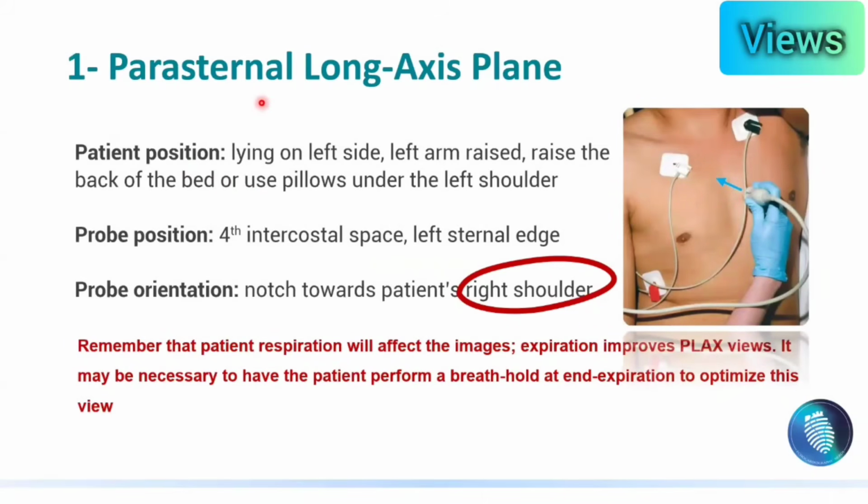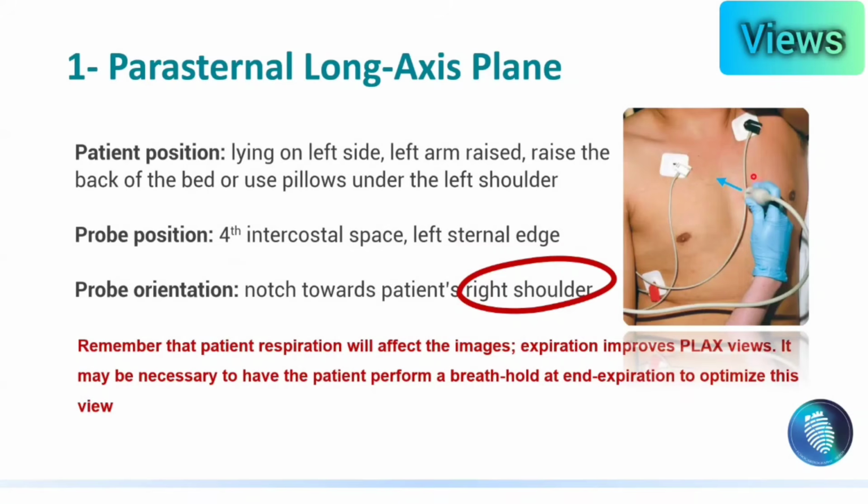The first view we'll get from the parasternal window is the parasternal long axis plane. We have to put our patient on his left side, and his left arm should be raised. Raising the back of the bed or using pillows under the left shoulder is not so mandatory or important, but the most important part is that the patient has to lie on his left side, and his left arm should be raised above his head. Then we will start from the fourth intercostal space, left sternal edge, which is here.